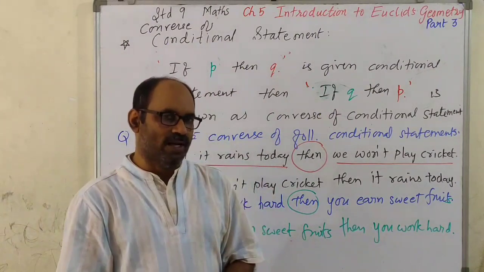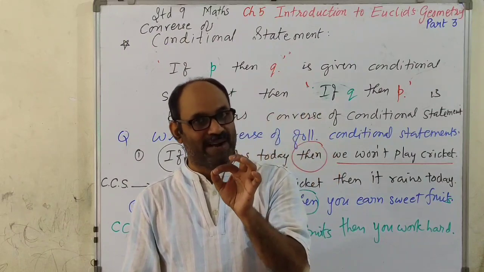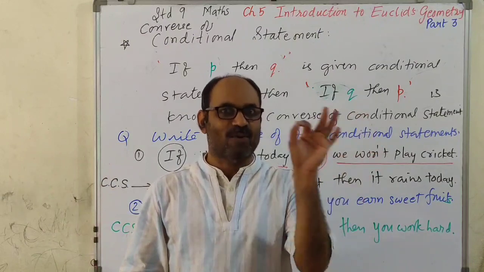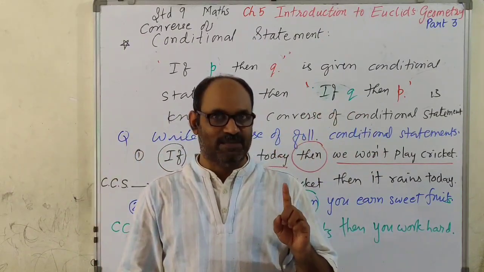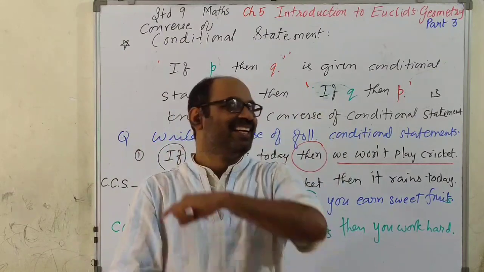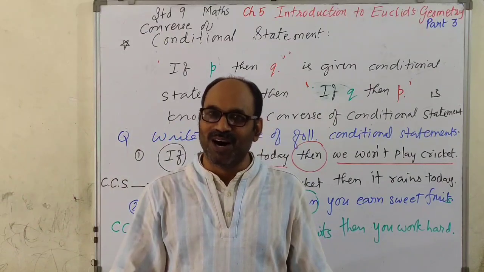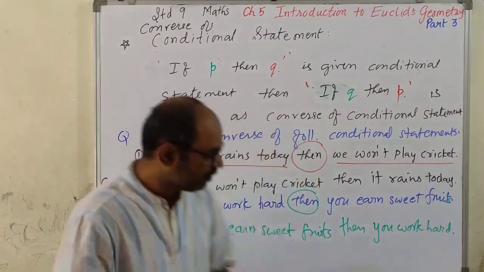I'll just dictate orally. If x square is equal to 25, then x is equal to 5. If x square is equal to 25, then x equal to 5. This is one conditional statement. What is its converse? If x is equal to 5, then x square is equal to 25. Got it, children? Fine.